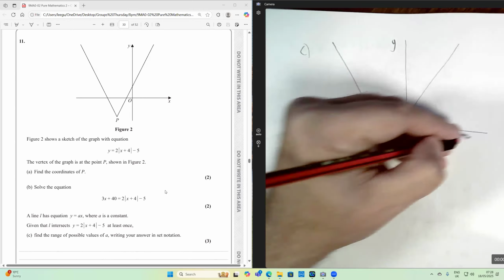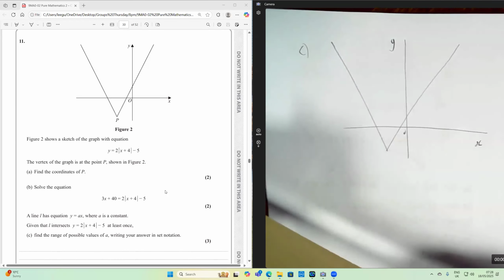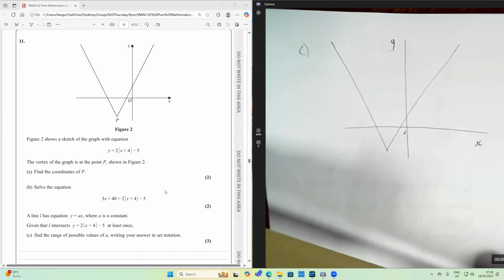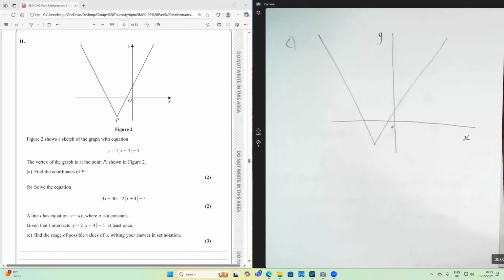So we've got 0, we've got y, we've got x. Now, the line L has the equation y is equal to ax. Now I'm going to illustrate this with the aid of a ruler, which I have here. Okay, the line L is y equals ax, where a is a constant. Given that the line L intersects the curve at least once, find the range of possible values of a. Okay, writing your answer in set notation. Now, the mark scheme doesn't give much away here. It just writes down what the answers are. So it is useful to have a discussion about where this comes from, I think.